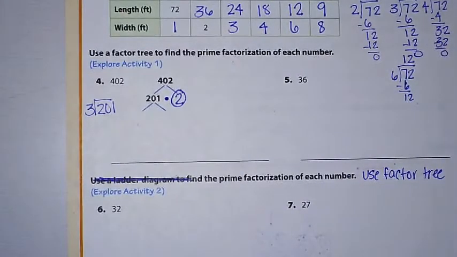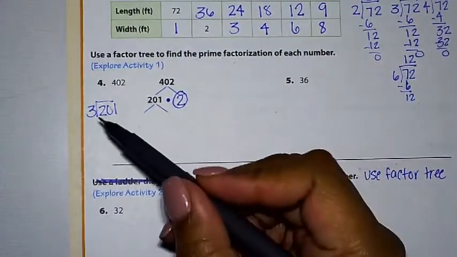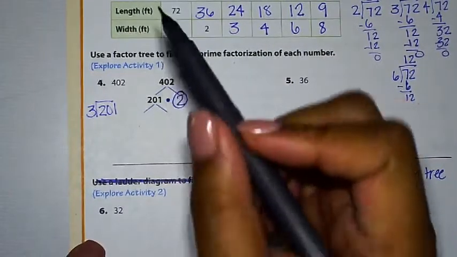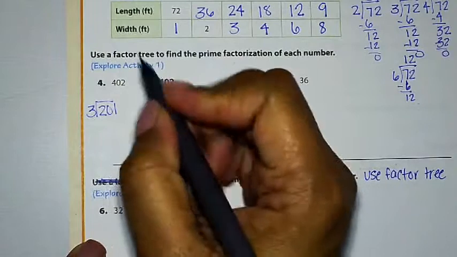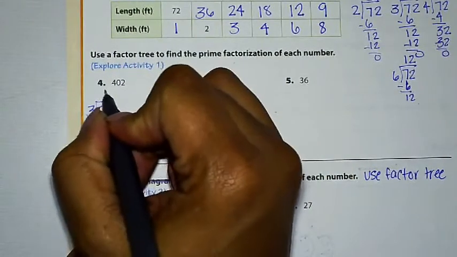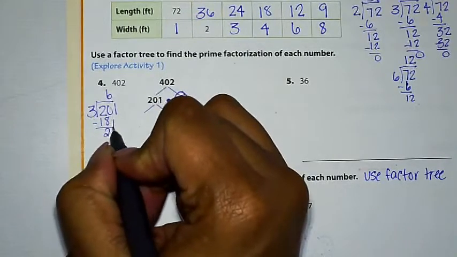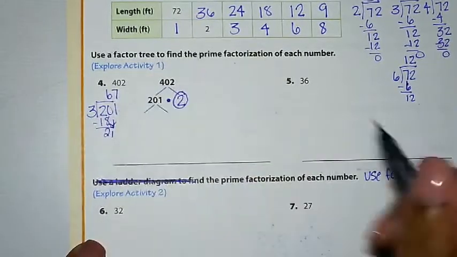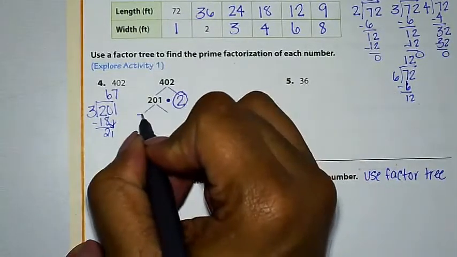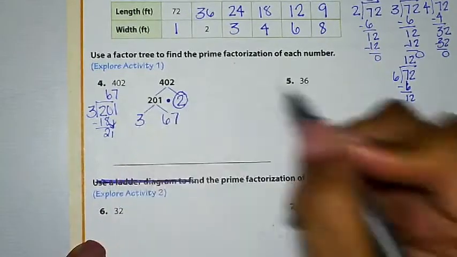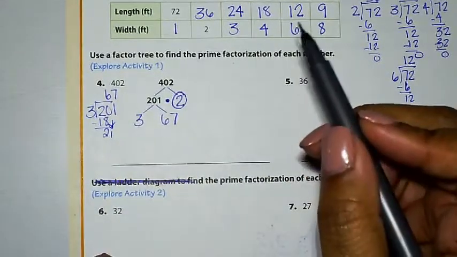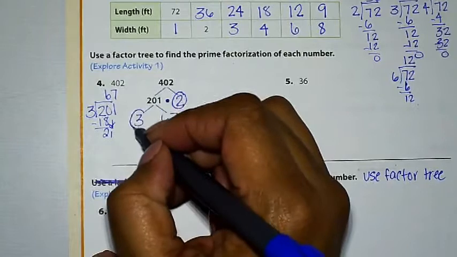All right. So we're going to divide this by 3 to see what two numbers I can multiply together to get to 201. 3 goes into 20 6 times. That's 18. Subtract, I get 2. Bring down my 1, 7. So that is going to be 3 times 67. Well, 3 is prime.